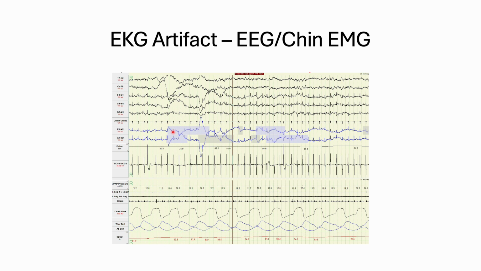So we've got tons of EKG artifact. This is not artifact, but it's just something to notice. The belts are out of phase, meaning this person is paradoxing. Even though they have a decent-looking CPAP flow, they're still paradoxing. So that's an indication of more obstruction occurring. I believe that's all the artifact there.